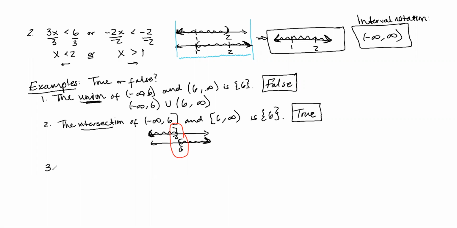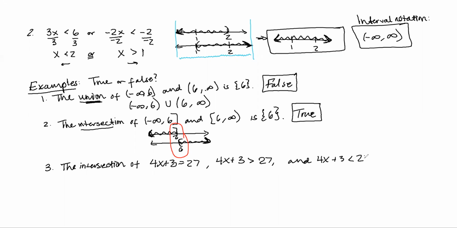And let's go ahead and look at our last example here. For this set, we're going to look at one more. The intersection of 4x plus 3 equals 27, 4x plus 3 is greater than 27, and 4x plus 3 is less than 27 is negative infinity to infinity.